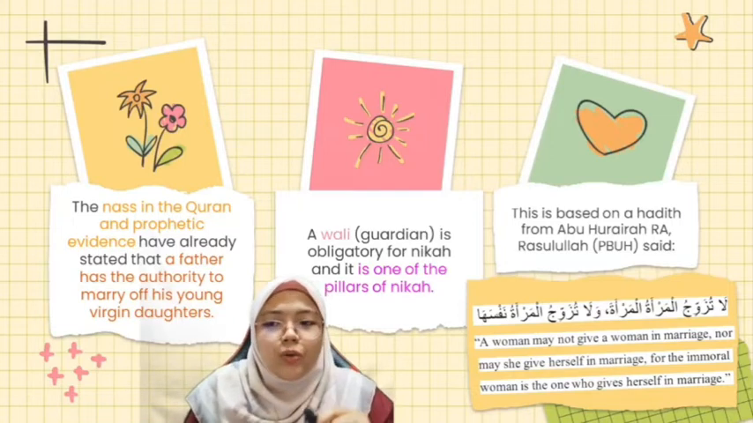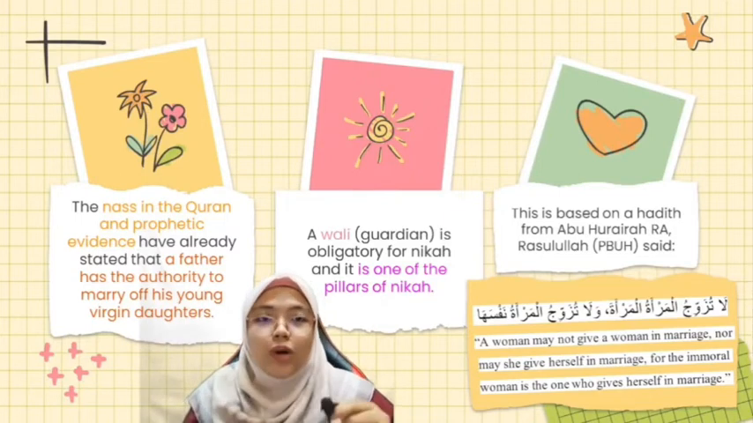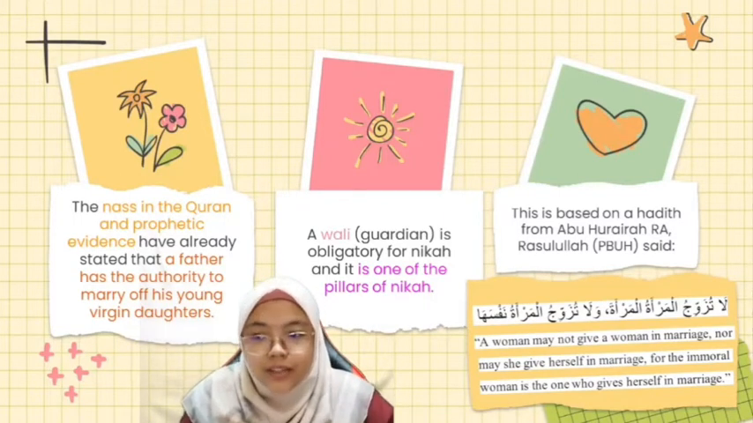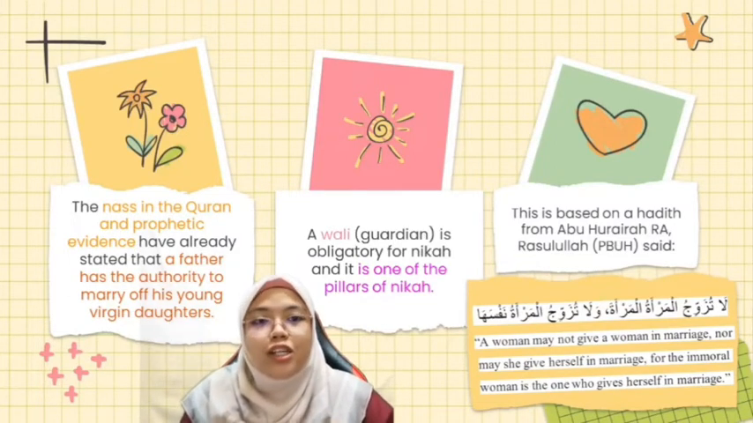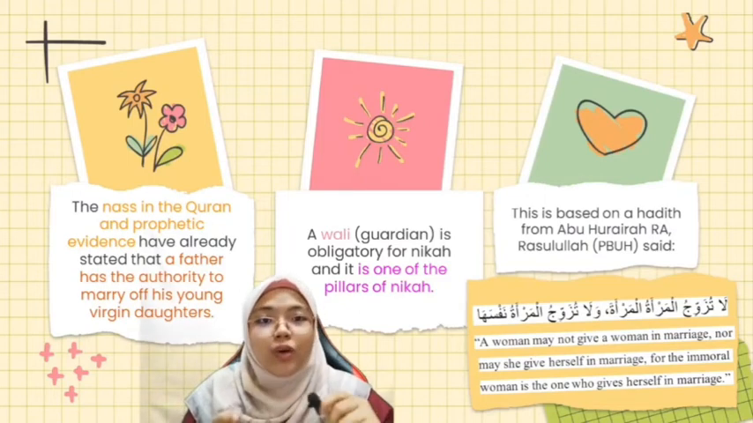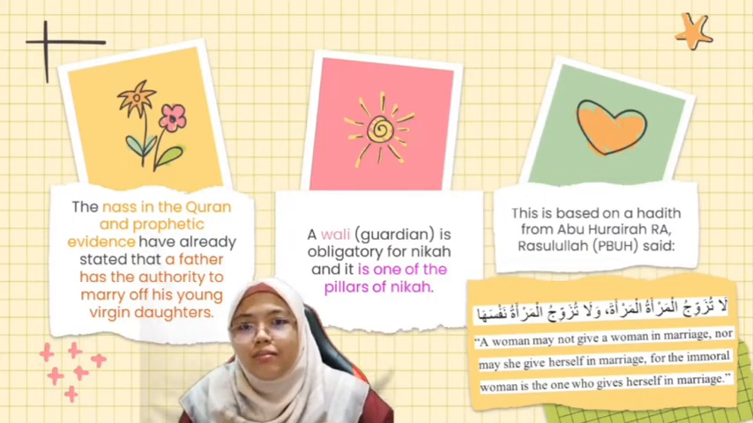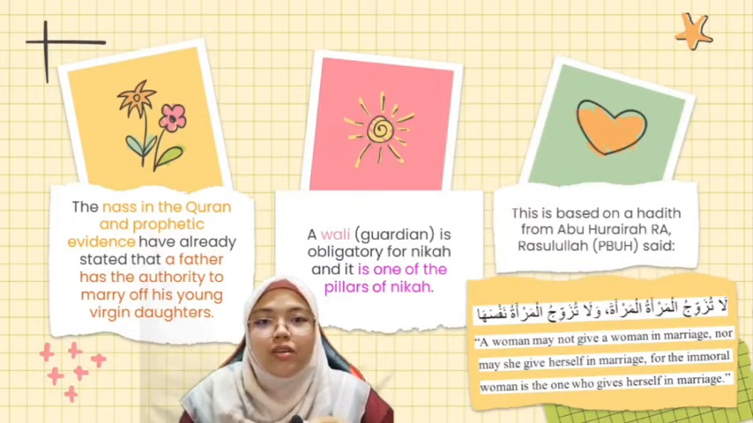Furthermore, a father who has authority to marry off his daughter, we can call him a wali. A wali is obligatory for nikah, and it is also one of the pillars of nikah. Without a wali, the nikah is invalid. Okay, this is based on a hadith from Abu Hurairah radhiyallahu anhu.